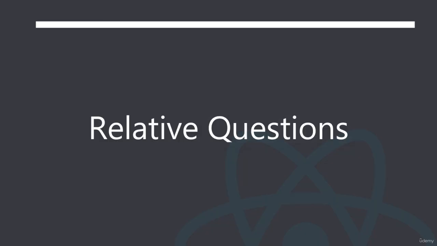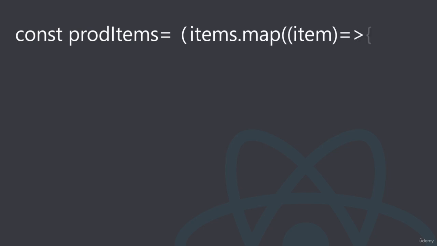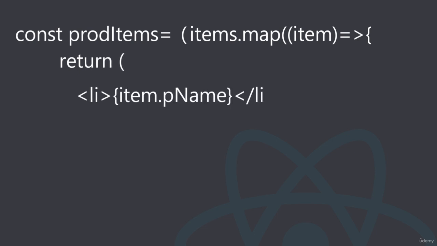Now let's talk about a relative question. So the question is explain the JSX element variable syntax and the concept. The syntax is like this, where we have the prod items, for example, which is a variable, and you open the parentheses and in between you write the JSX, that is the HTML elements, and all those elements, bunch of elements, become part of prod items, that is the variable.